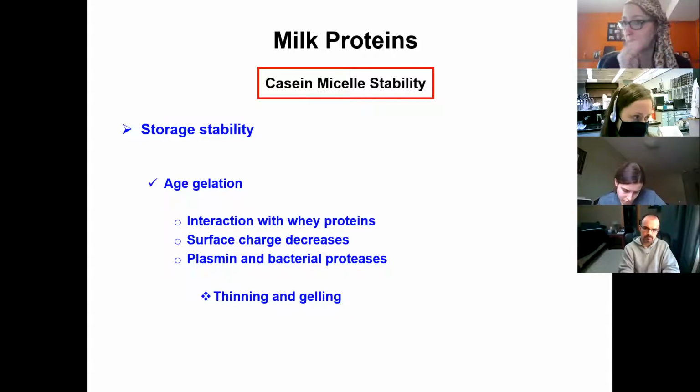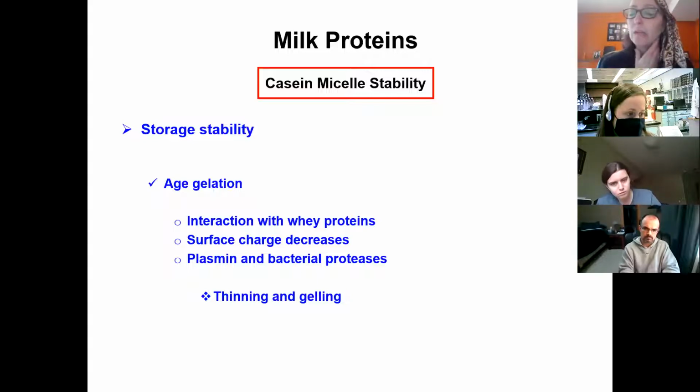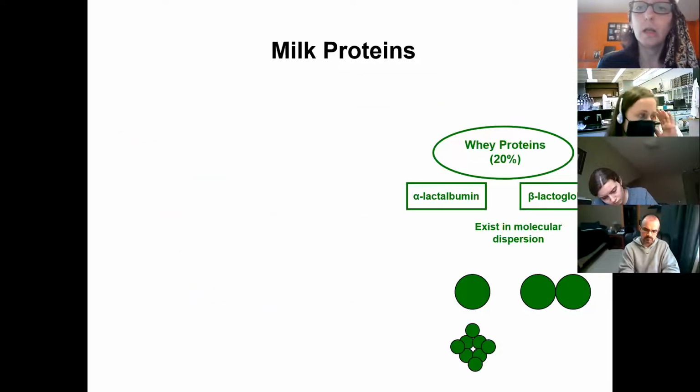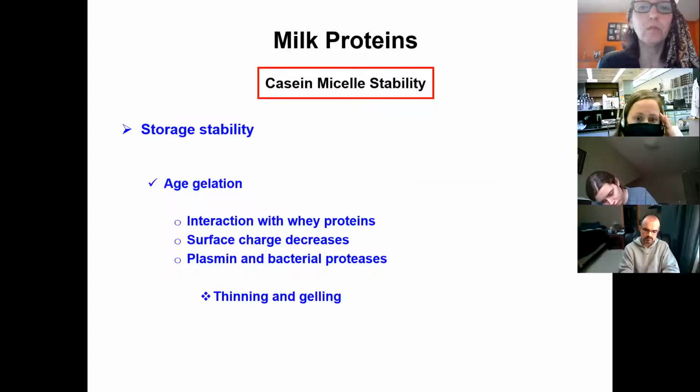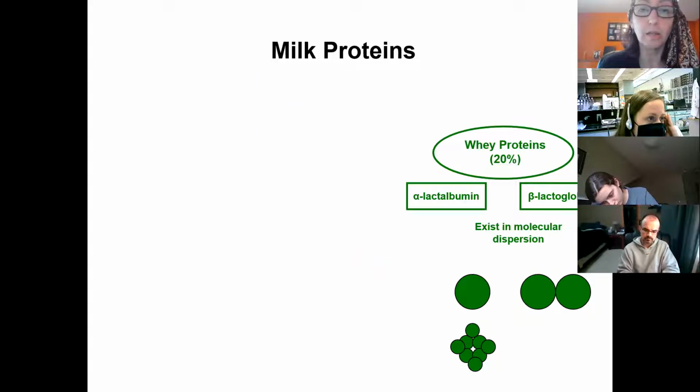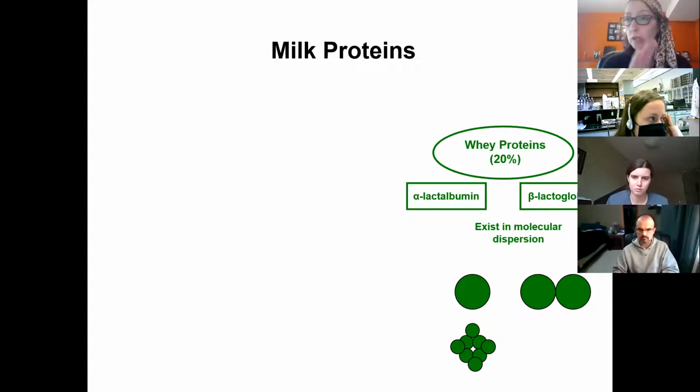Another thing is during age gelation or during storage of a pasteurized milk, your beta-lactoglobulin is denatured. So during storage, that beta-lactoglobulin is gradually going to interact with the kappa casein and cause gel formation. Surface charge decreases, which enhances more casein interactions. Okay, so that's it for caseins for now. We'll go to casein ingredients later, but we'll now talk about the structure of whey proteins.